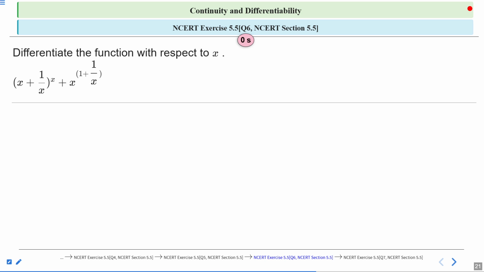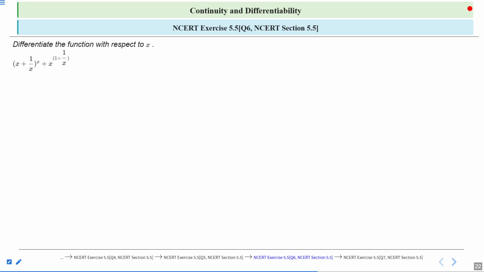Okay, let us see the solution part. We have to differentiate the function with respect to x, and the function is (x + 1/x)^x + x^(1 + 1/x), right? So let us see the solution part.